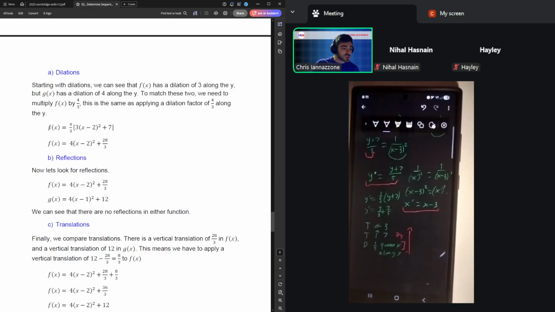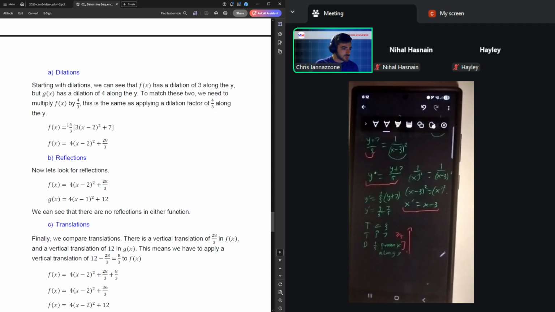But remember, you're multiplying the entire f. You're not just multiplying that front bit. That's why I put these brackets around here. So as we can see, multiplying by 4 over 3 has impacted that 7. It's now 28 over 3, which is a nice and awkward number we don't want to have. This is again why I'm suggesting don't do translation stuff first, because anytime you put in a dilation, you're going to have to then fix it back up again afterwards.